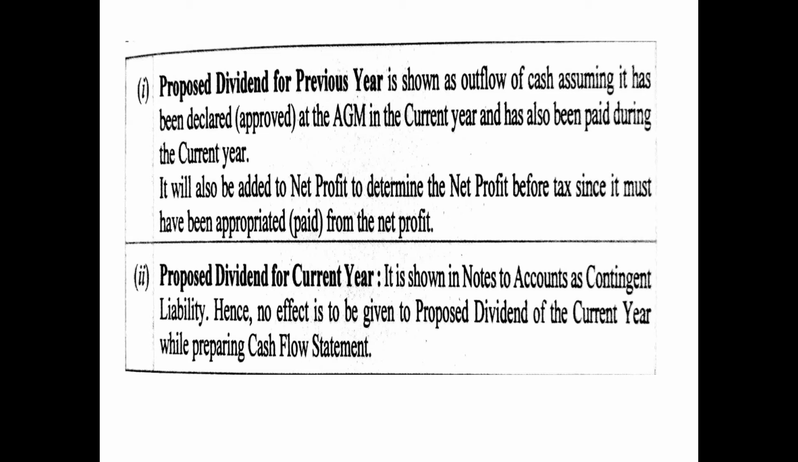Then point number 2, proposed dividend for current year. It is shown in notes to accounts as contingent liability, hence no effect is to be given to proposed dividend of the current year while preparing the cash flow statement. So this was the adjustment regarding the proposed dividend.